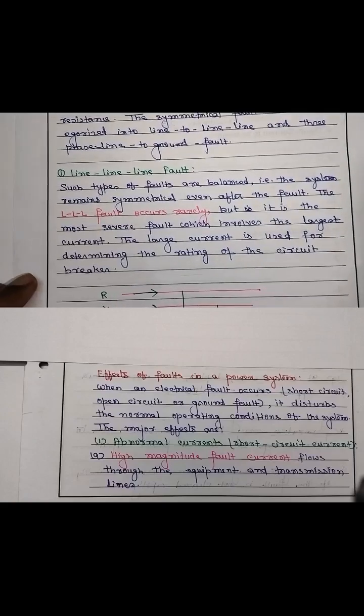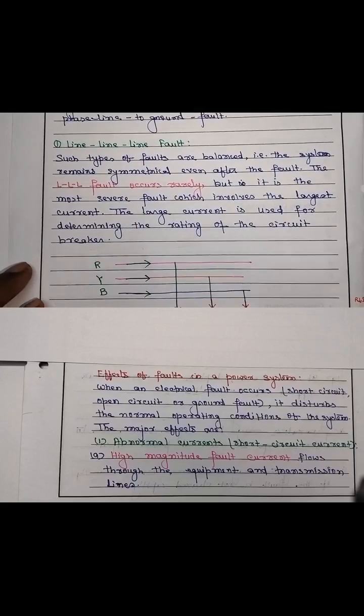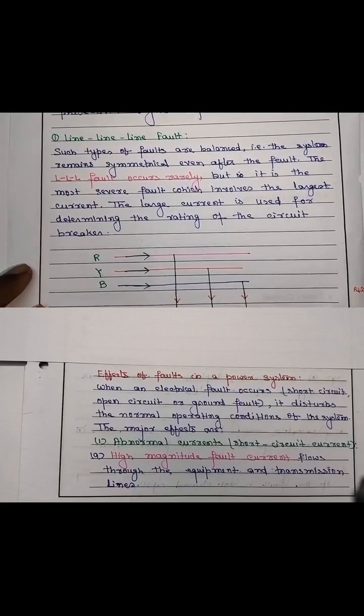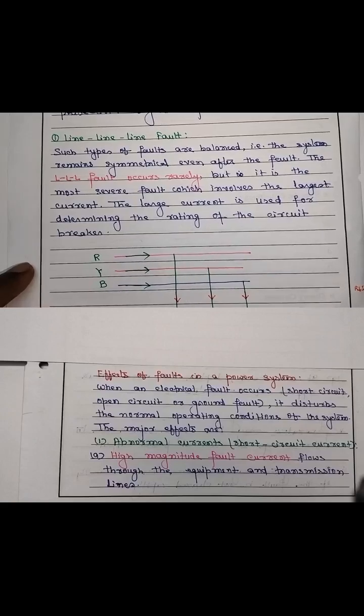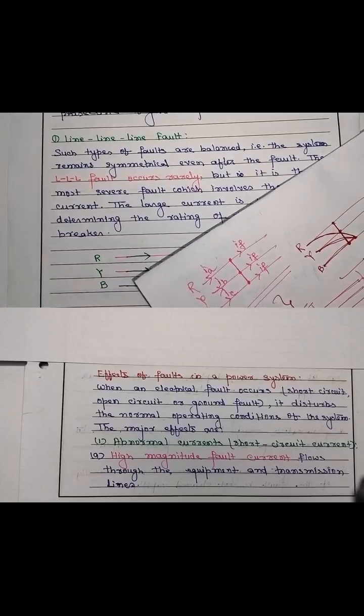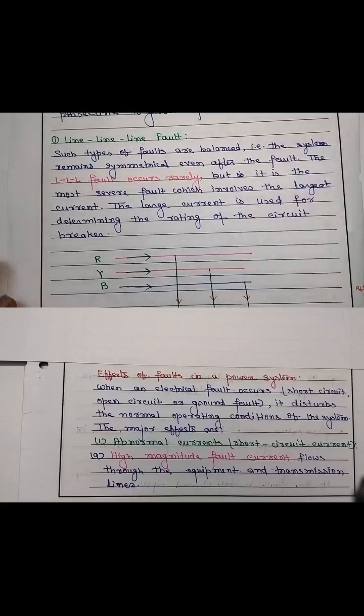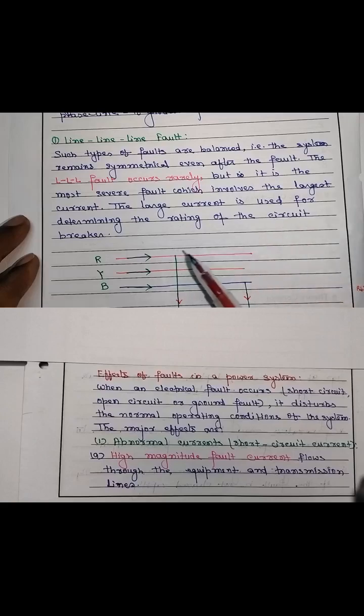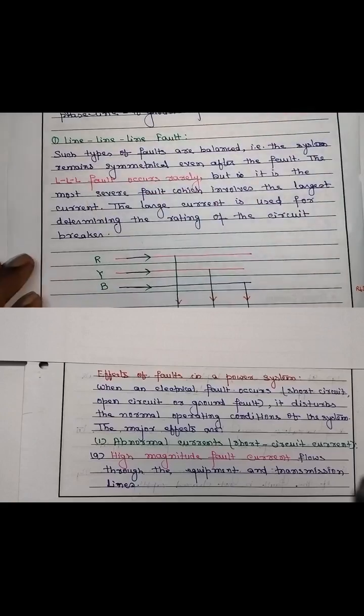Here I have written that such faults are balanced, that is, the system remains symmetrical even after the fault. I already told you that whenever a fault occurs in the system, it is not going to change. The LLL fault occurs rarely, but it is the most severe fault, which involves the largest current. This large current is used for determining the rating of the circuit breaker.